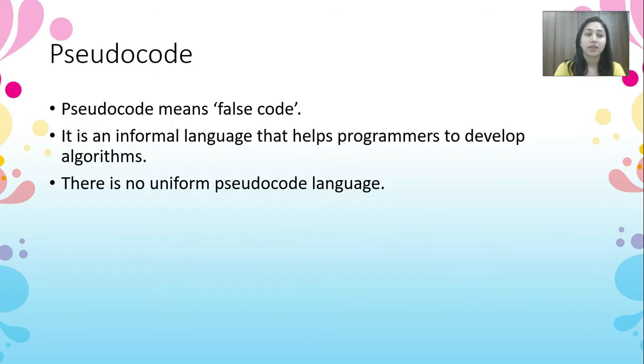Okay, now next is pseudocode. This is the second tool of an algorithm, right? Pseudocode means false code. This is the definition of pseudocode. It is an informal language that helps programmers to develop an algorithm, and there is no uniform pseudocode language. Okay, in the previous topic, flowchart, we learned some guidelines of the flowchart that you have to follow compulsorily. And in the pseudocode, there are no guidelines, no restrictions. Okay, so you can write your own pseudocode.